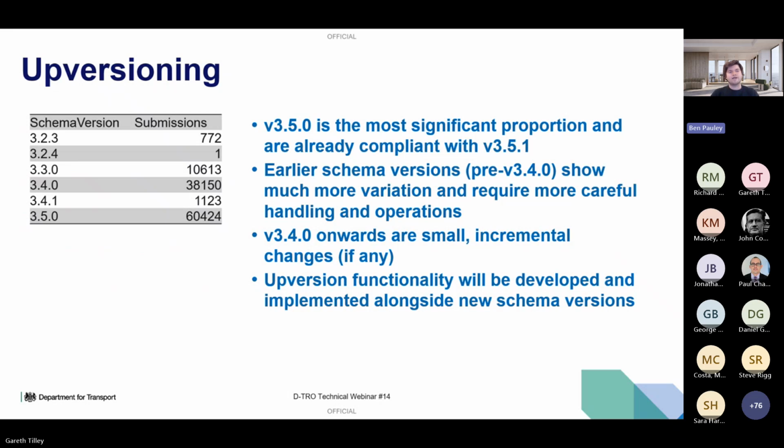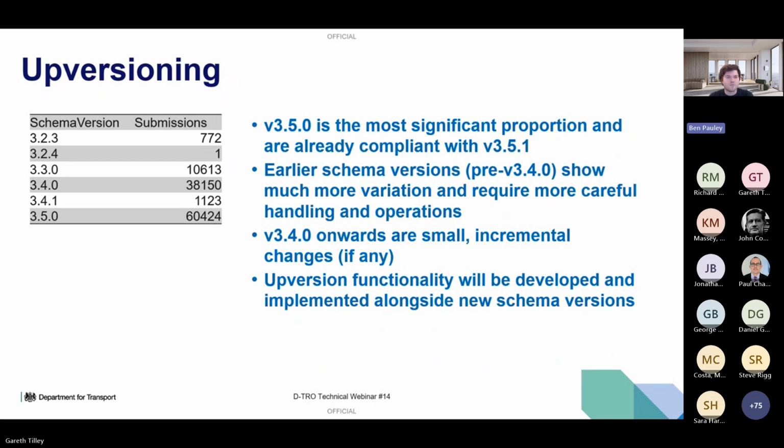Cool. So just a bit of a recap of the actual volumes we're talking about. As you saw from the slide John Cooper was talking about earlier, 3.5.0 is the most significant proportion of data that we want to upversion, but actually we're in a unique position where all 3.5.0 records are already compliant with version 3.5.1. So that's essentially a change of the schema version, but not actually any change to the underlying data behind it for those records.